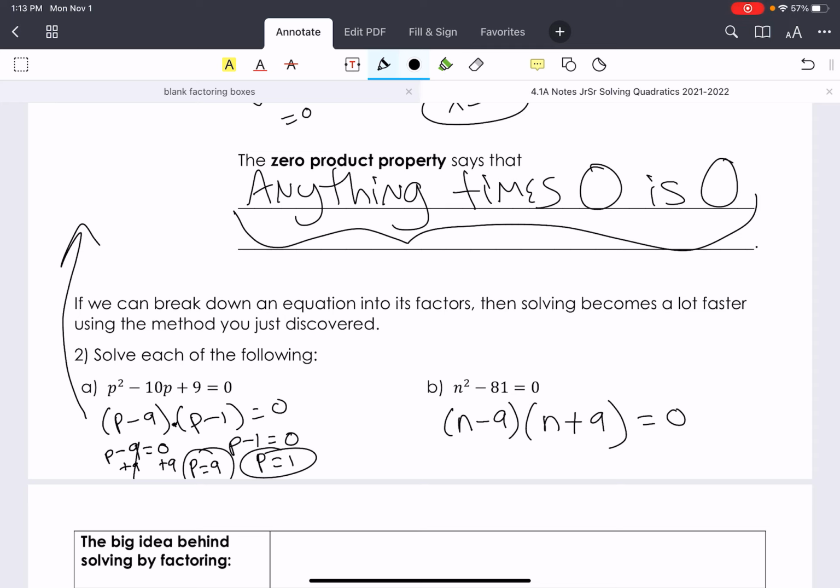Wouldn't n equal negative 9? So n minus 9 equals 0 and n plus 9 equals 0. So then to get the n alone, I have n equals 9 and negative 9. This is so much easier. I love this type of problem. You just have to do it twice. Like, you just do n equals negative 9.